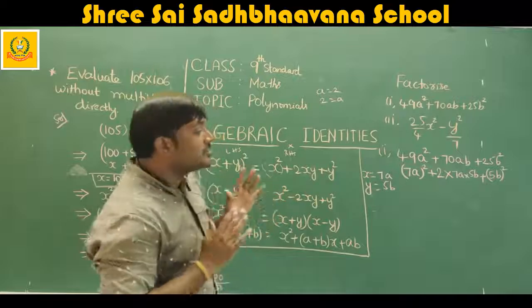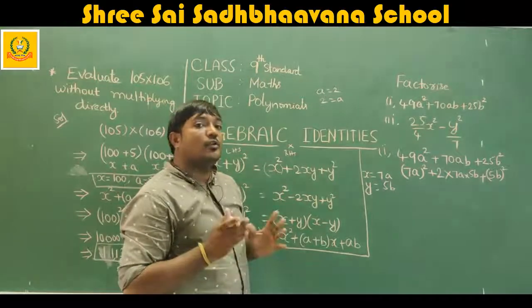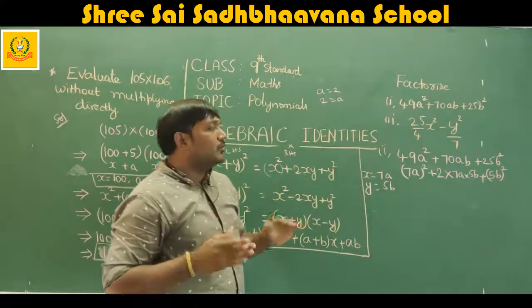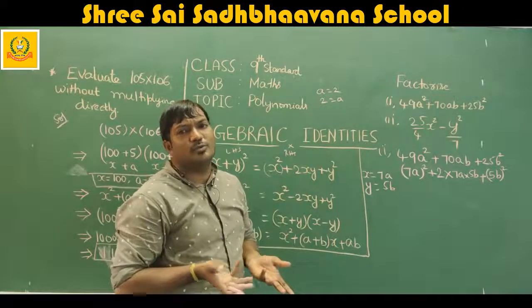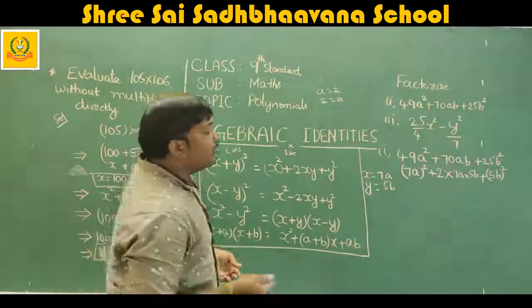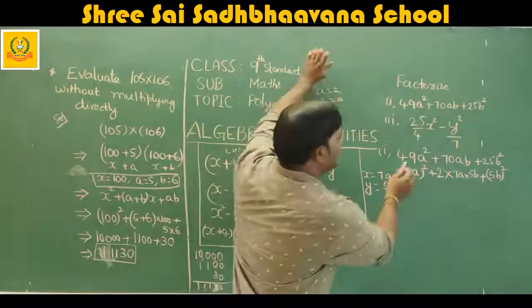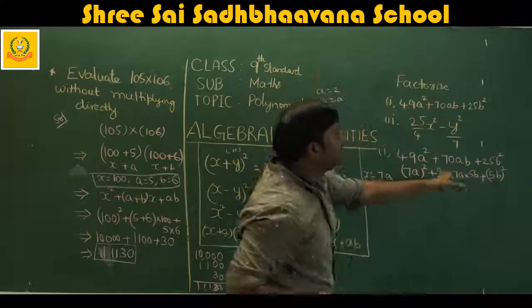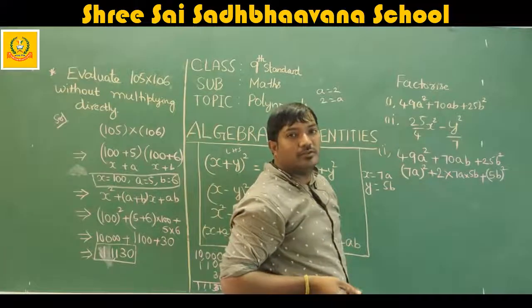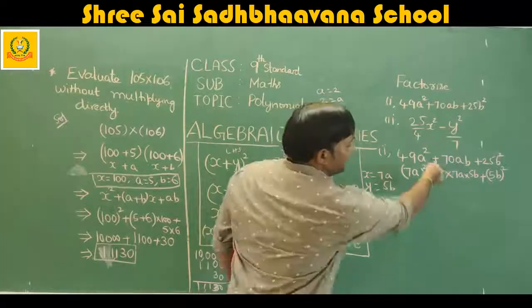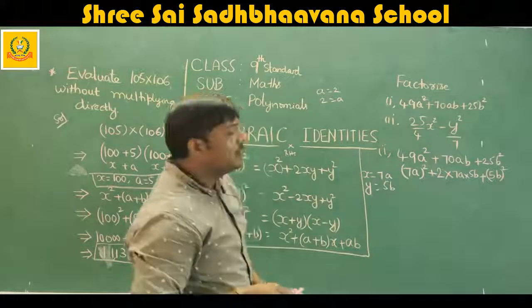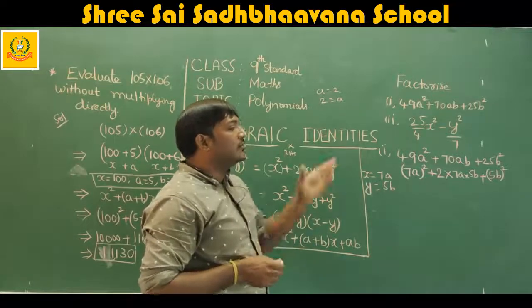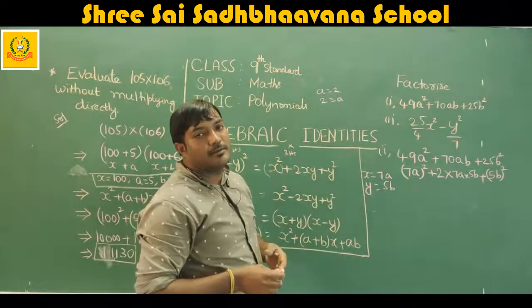So your work, first you find out x and y, so your work becomes simple. Understood? So you can easily write 70ab as 2xy. When you find 7a as x and 5b as y, obviously that is 2 times x and y, which is 2 into 7a into 5b. You just multiply and check, you will get 70ab or not. Obviously you will get it, because 7 into 5 is 35, 35 into 2 is 70, a into b.